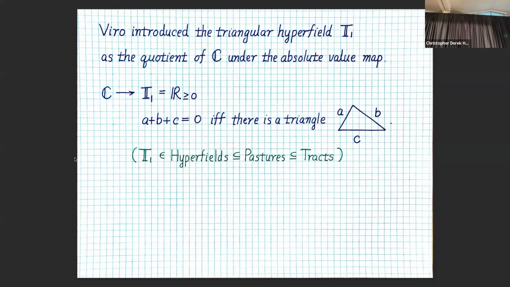So if you think about what a field is, it's completely determined by two pieces of data: how you multiply, and this ternary relation, A plus B plus C is equal to 0. And this absolute value map is a homomorphism in the sense that it preserves both the multiplicative structure and the ternary relation, which says A plus B plus C is equal to 0. So tomorrow, I'm going to tell you what precisely this T1 is as a hyperfield or a pasture or a tract.